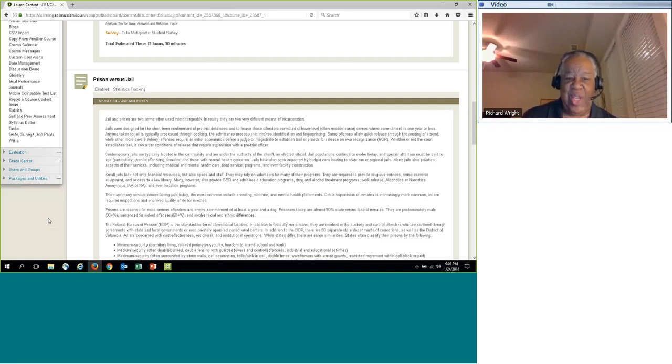Anyone taken to jail is processed through booking. You go and you're booked first. The identification and fingerprinting, all that takes place. Some offenses allow quick release through posting a bond, as I said, while others require an additional appearance before the judge. And then I already talked about ROR, released on recognizance. And so the point of the matter is that jails are usually located pretty close to the courthouses.